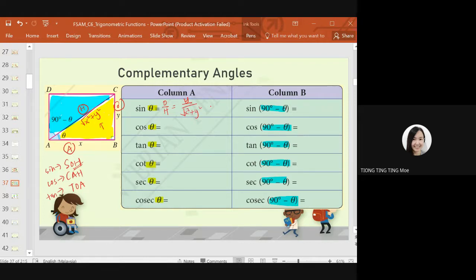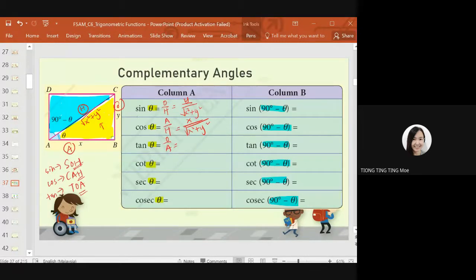Okay? Then we find cos, CAH: adjacent over H. Adjacent x over hypotenuse, the square root of x squared plus y squared. Then tangent. What is tangent? Opposite over adjacent. Opposite over adjacent.